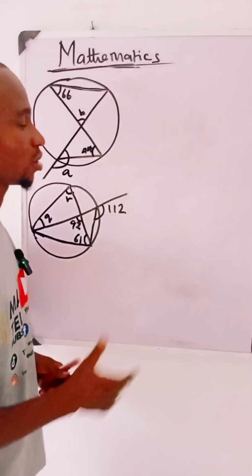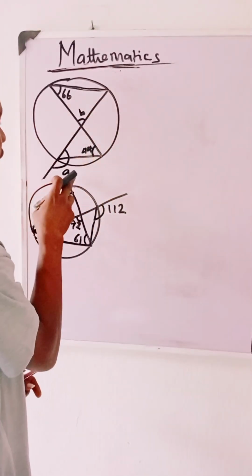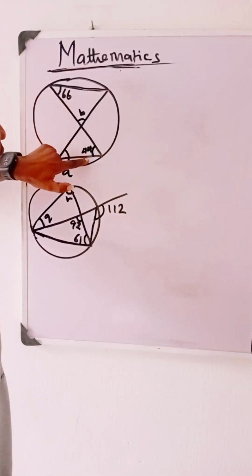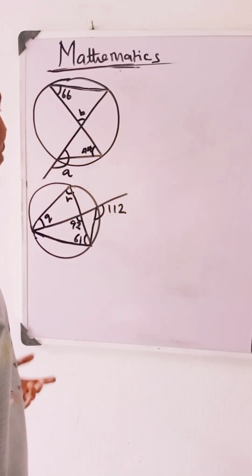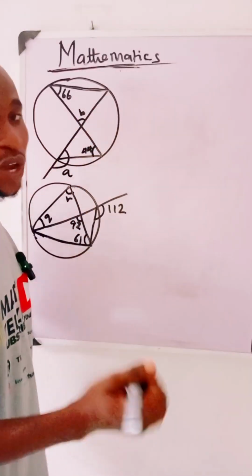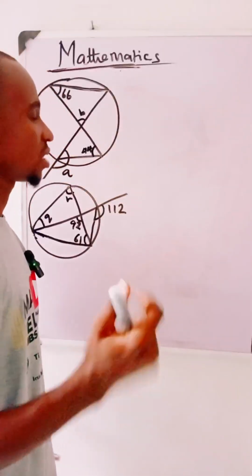Now in this question, the unknowns that we have are B and A. The angles that I have are 66 and 44. I'm asked to find A and B. The rule that we are going to use here, according to my numbering, is rule 6.